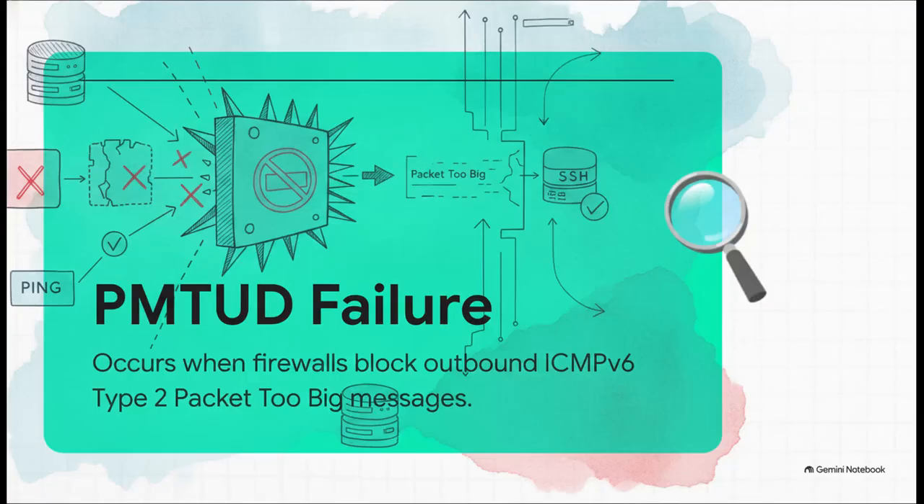Now, what's really interesting about this is that the answer is Path MTU discovery failure, or PMTU failure. The culprit is almost always firewalls blocking outbound ICMPv6 Type 2 messages. See, in IPv6, routers do not fragment packets for you. If a router gets a packet that's larger than the next link's MTU, it drops it, but it's supposed to generate an ICMPv6 Type 2 packet too big message back to the sender. If your firewall drops that Type 2 message, the sender literally never learns it needs to send smaller packets. So the small ping fits fine, but the large SSH packet gets dropped silently, breaking the entire network path.